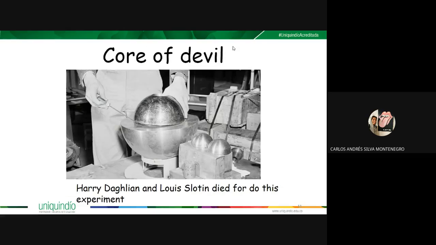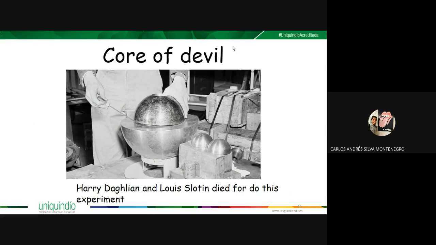Okay, the demon core. In the Second World War, scientists worked in the labs of the United States in New Mexico with gallium, plutonium, and a sphere. The experiment consisted of putting the sphere over the core of plutonium to deflect neutrons and take it to the limit of the critical point to start a nuclear reaction.